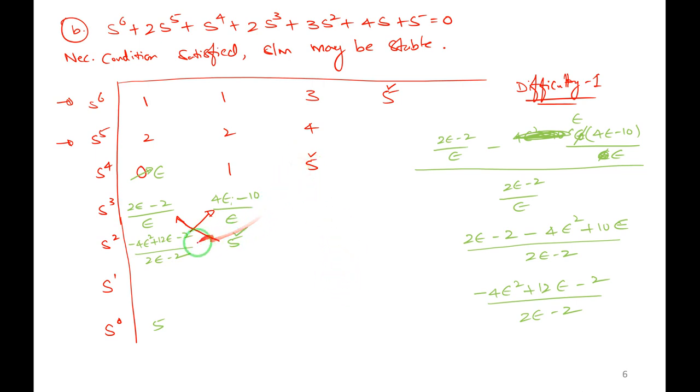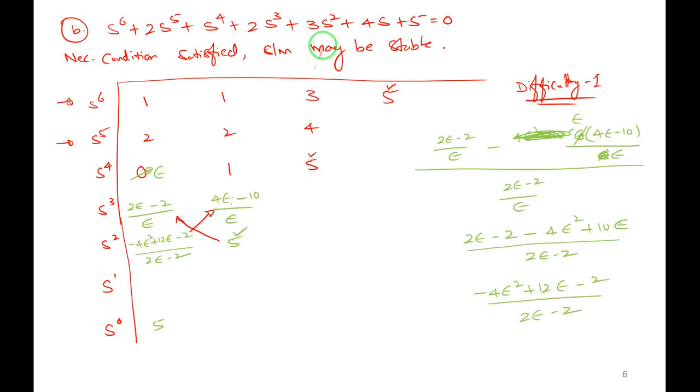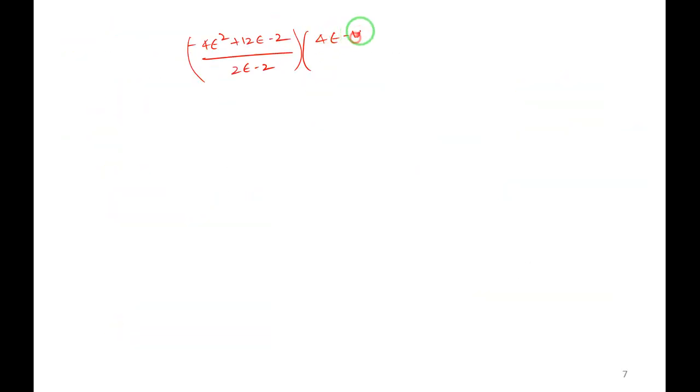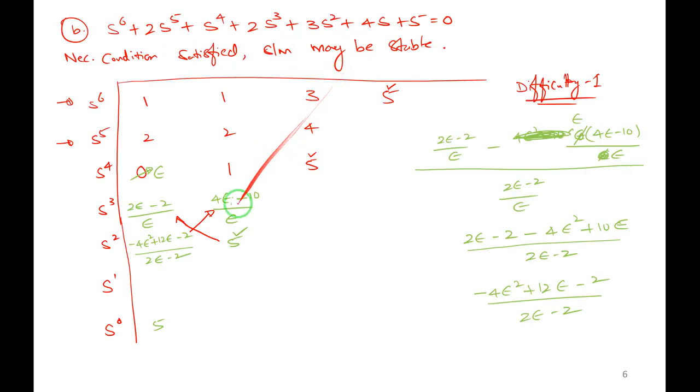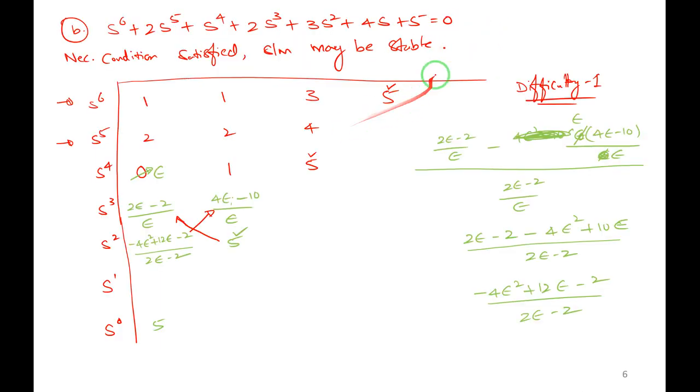Okay. Let me go to the next slide only. Minus 4 epsilon square plus 12 epsilon minus 2 divided by 2 epsilon minus 2 into 4 epsilon minus 10 by epsilon, minus 5 into 2 epsilon minus 2, divided by epsilon.